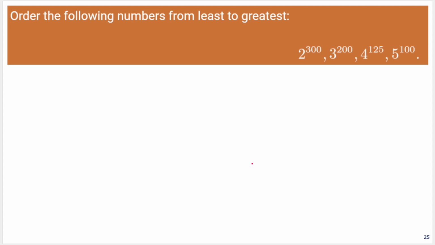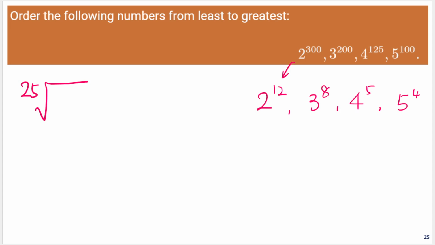Okay, so here we can use some trick again. We can take the 25th root of each number, right? So because the exponents are too large, we don't like that. So we simply take the 25th root of the 4 numbers. The first number becomes 2 to the power of 12. Second number becomes 3 to the power of 8. Third number becomes 4 to the power of 5. And the last number becomes 5 to the power of 4. Again, if you simply take the 25th root of each number, this does not change the inequality sign between each two numbers, right? And these numbers are actually very easy to compute.